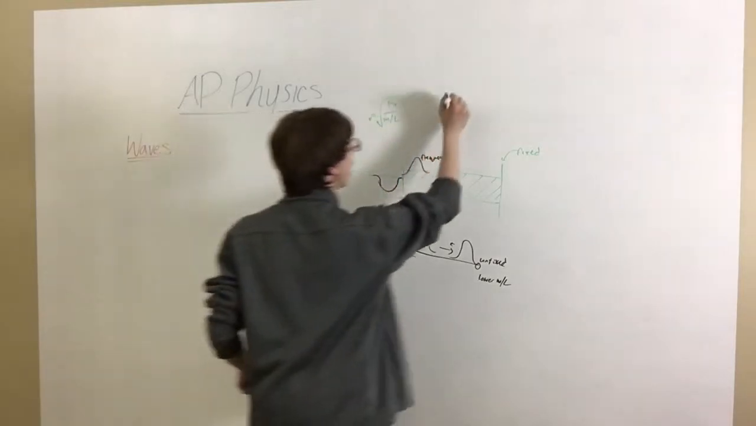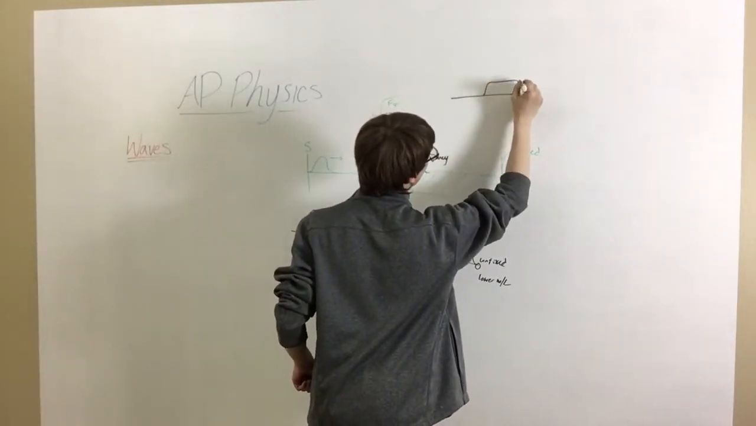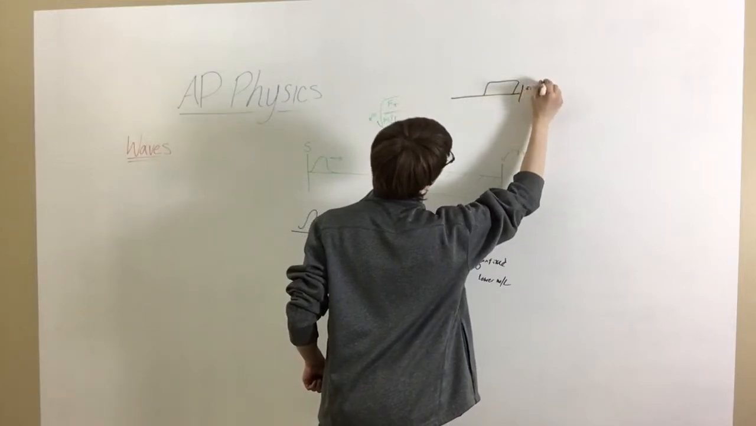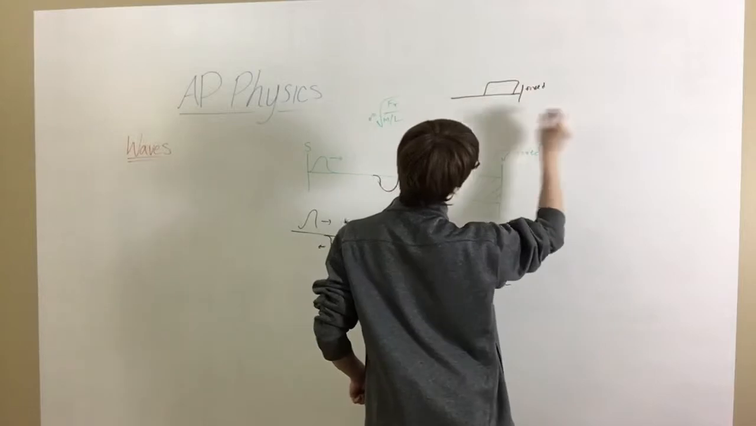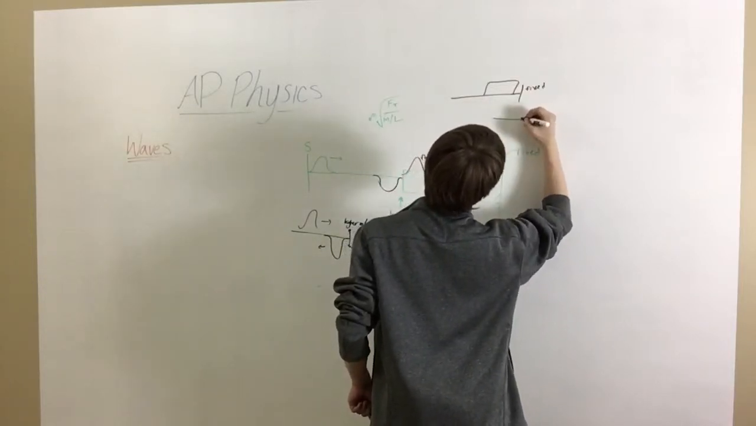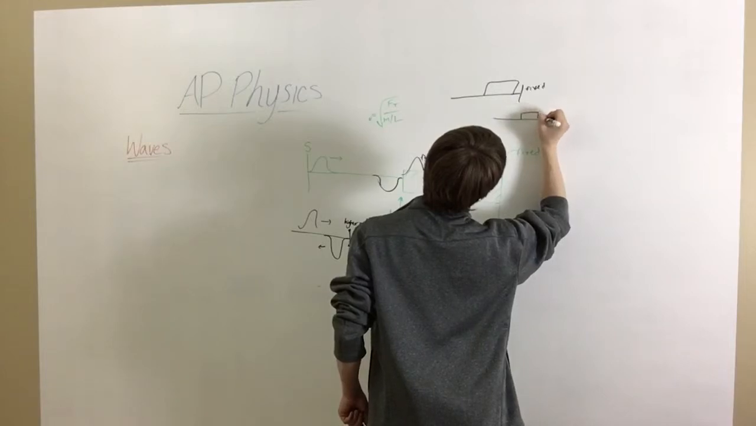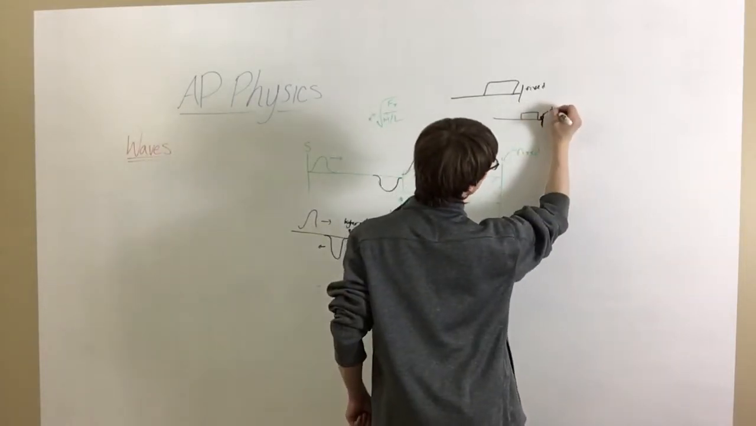So that means that if I draw something like this, we have this wave right here, and we have a fixed point right here. When this wave reaches the next point, it's going to look something like this. Why? Because there's destructive interference here.